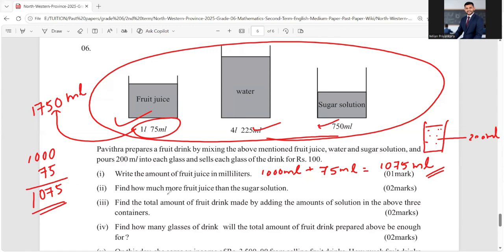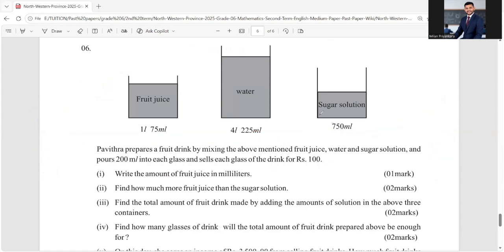Okay, find how much more fruit juice than sugar solution. How much more fruit juice is there than sugar solution? Now this is sugar solution, this is fruit juice. How much more fruit juice is there? So you need to find the difference. Difference means you have to subtract.